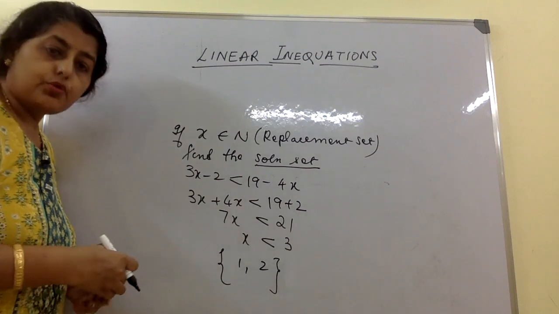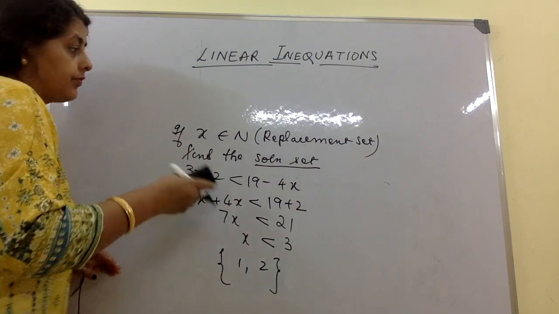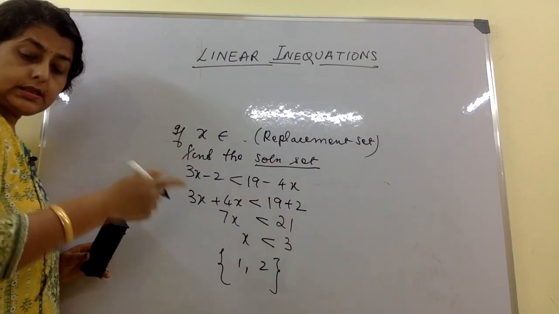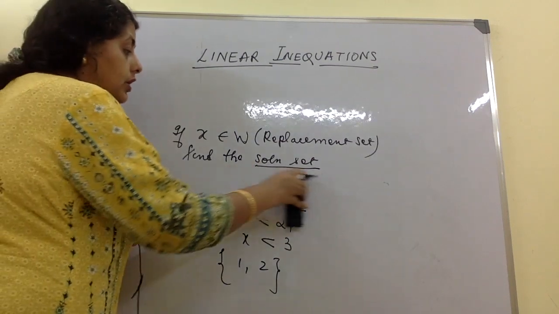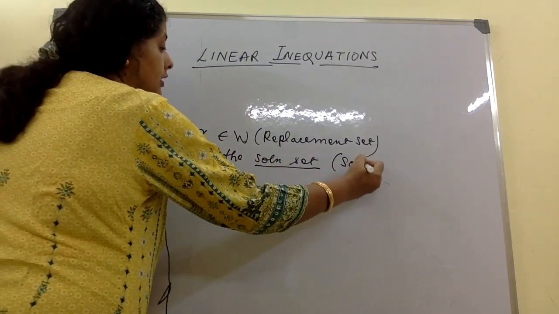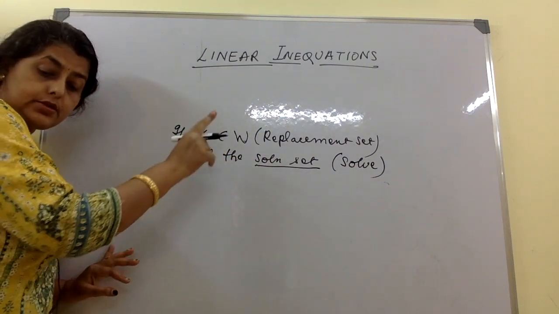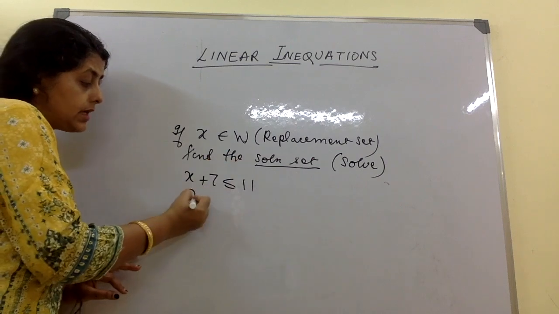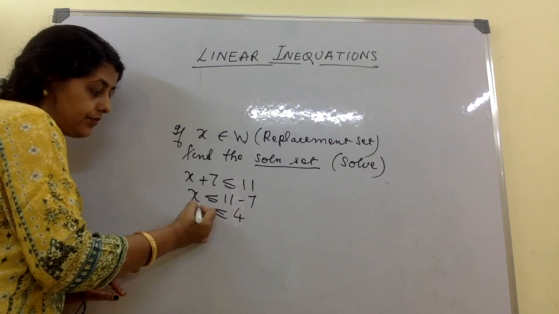Now let us do a few more questions. Here the replacement set is now the set of whole numbers. Then they are saying solve. When they say solve or find the solution set, you can write here solve. It means the same. Solving means find the solution set only. Here they have changed the replacement set to the set of whole numbers. x plus 7 less than or equal to 11. Same as before, same sign copied, 11 minus 7, numbers to one side, that is 4.